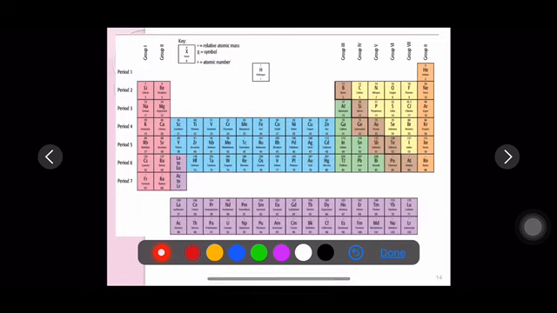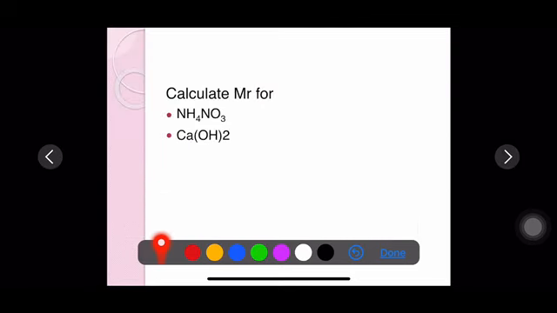Next, this is the periodic table. Here you can check, for example, this is aluminium 27, sulfur 32 atomic mass, and oxygen is 16 atomic mass. Here you have to calculate relative formula mass for ammonium nitrate and calcium hydroxide. I hope you can calculate it and write in the comments. Please try it.